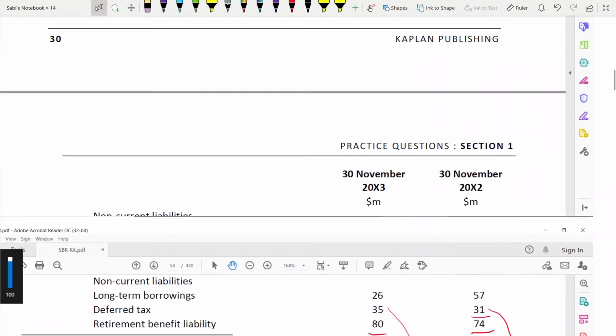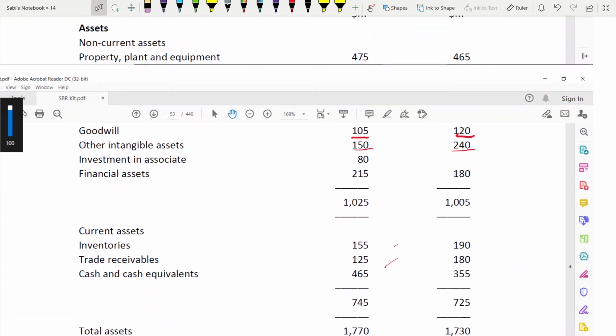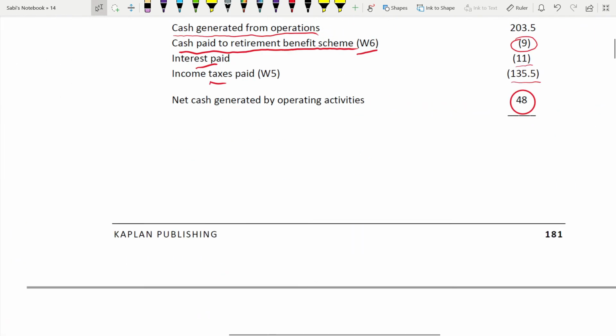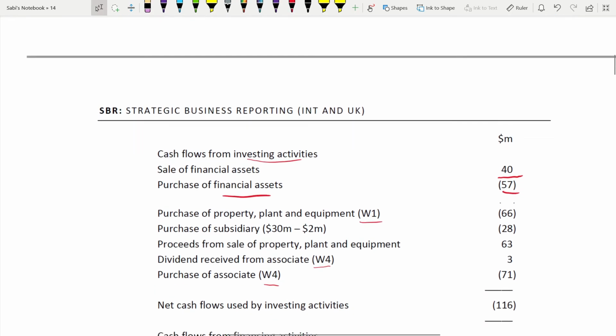Let us go through the two accounts. If you see financial asset is 180 minus 250. If you take the difference, the increase is 35. I think a working is required to get this purchase of financial asset 57, right? For the time being we'll leave it and go towards the other.